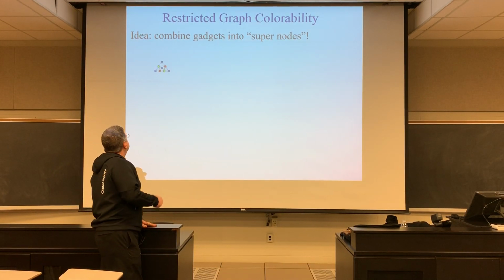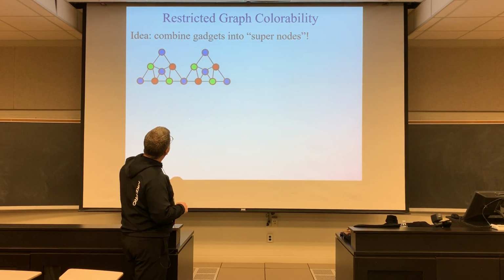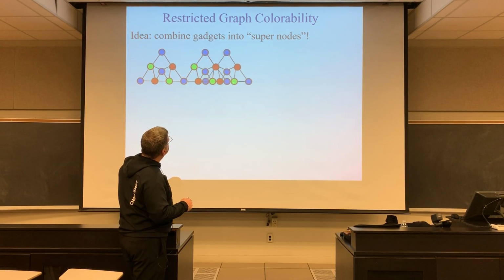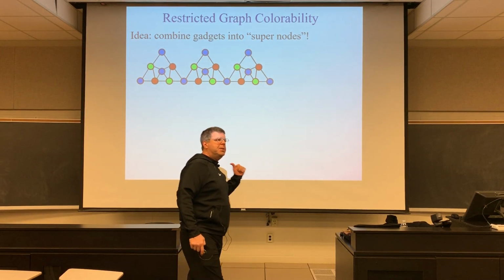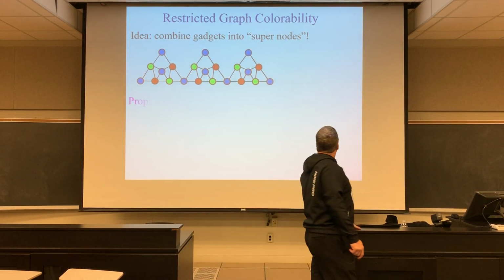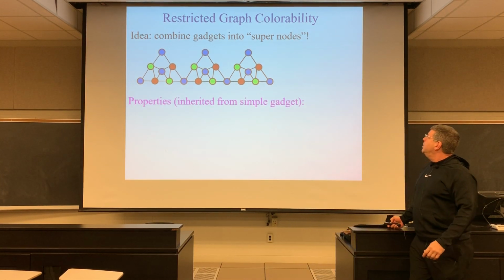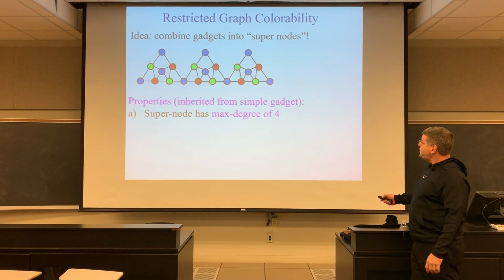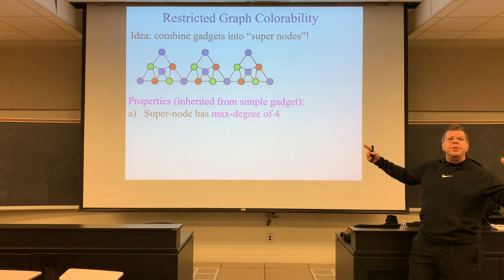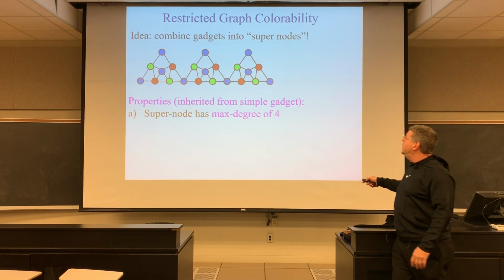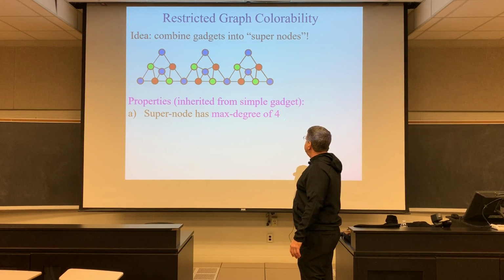So we'll take this gadget here that we can 3-color, duplicate it, and connect them by the corner. So now we have a bigger gadget made of multiple copies of this small gadget. But this bigger gadget inherits the properties from the small gadget. Consider this gadget to be kind of a super node. You'll see in a minute why I'm using that phrase, super node, or meta node, however you want to think about it. But it has a max degree of 4.